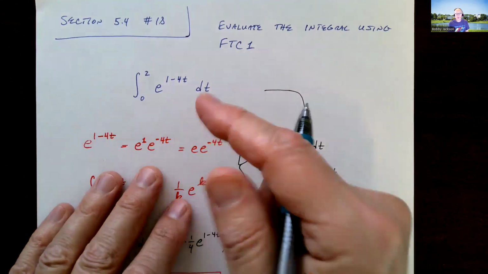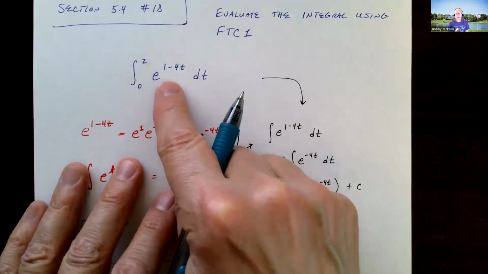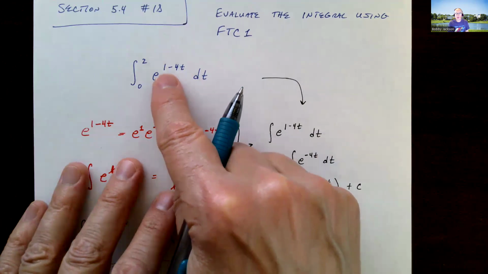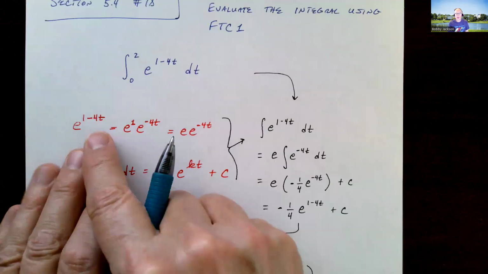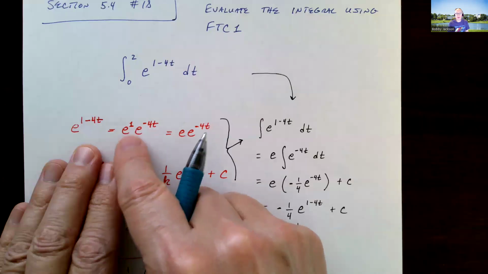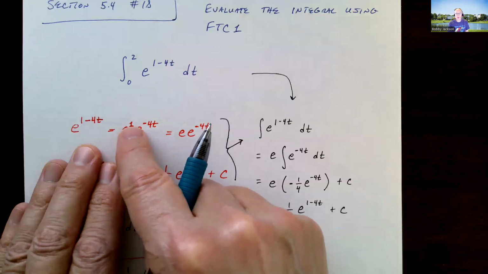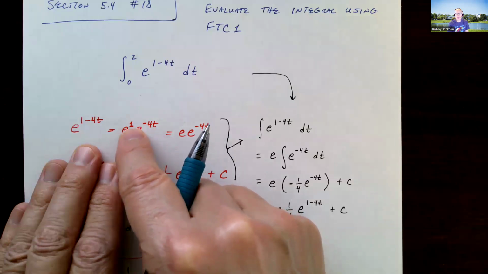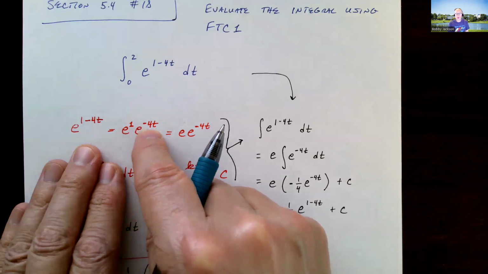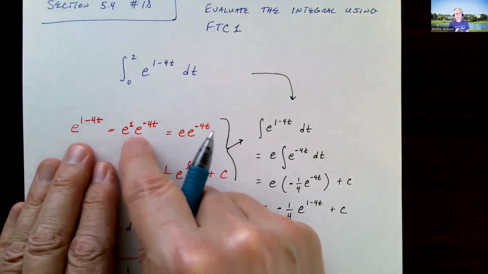A couple ways of thinking about it, but I want to look at this expression that we're integrating, the function e to the 1 minus 4t. Notice it can be written as e to the first power times e to the negative 4t, right? When I'm multiplying like bases, what do we do with these exponents? We add them. What is 1 plus a negative 4t? Well, it's literally 1 minus 4t.